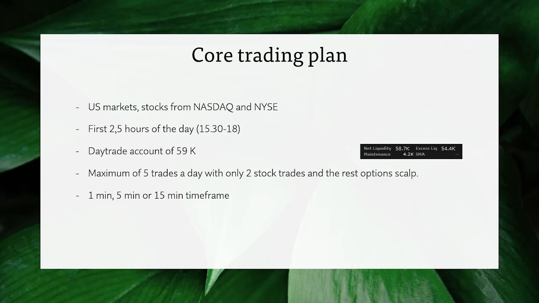My trading plan is that I trade the US markets and stocks from the NASDAQ and the NYSE. I trade the first 2.5 hours of the day and I have a day trading account of 59K currently. I do a maximum of 5 trades a day, with 2 of those being able to be stock trades and the rest being option scalps. I have a 1 minute, a 5 minute, and a 15-minute time frame.